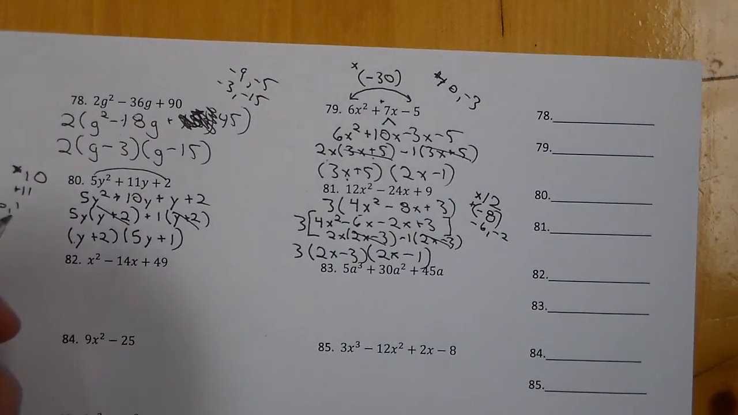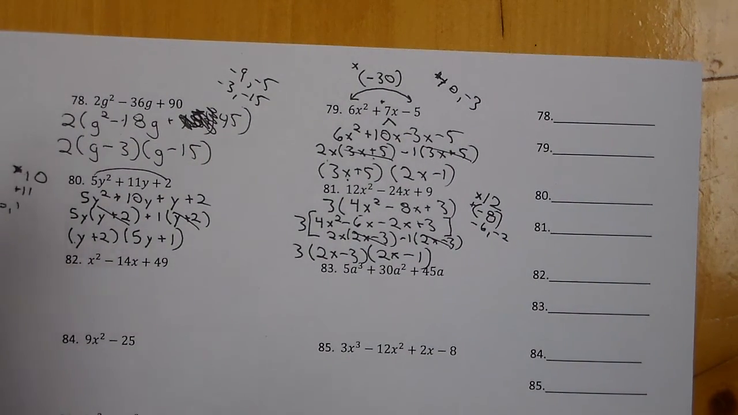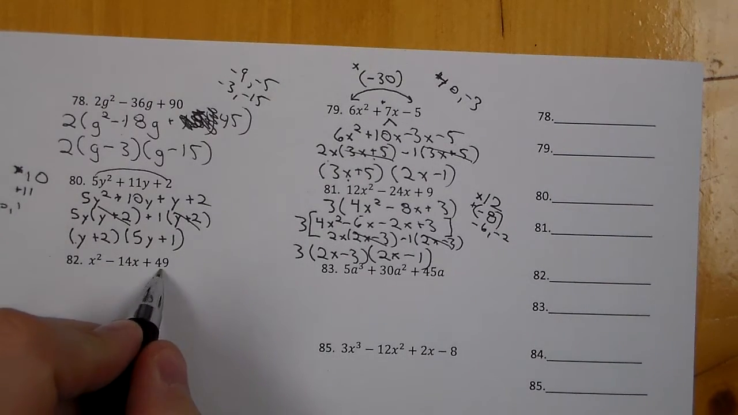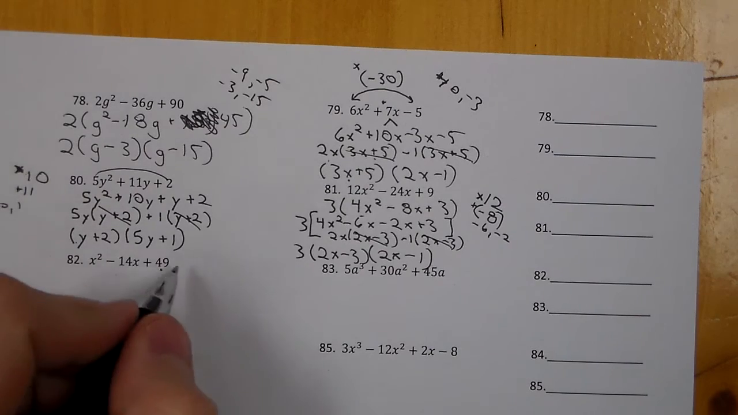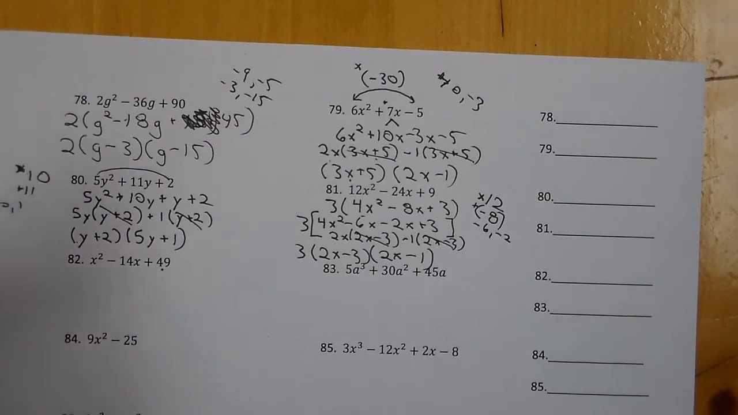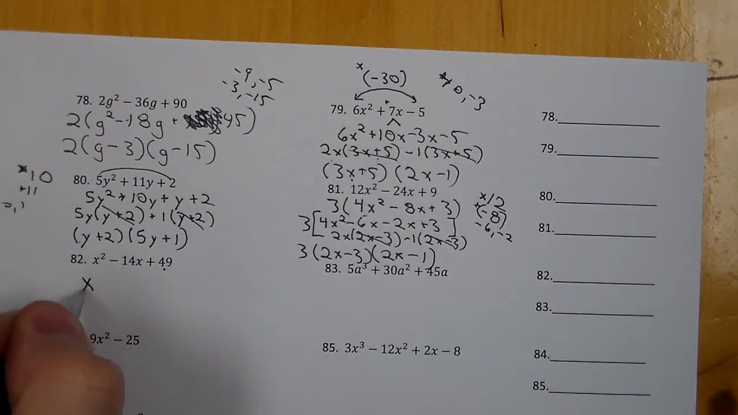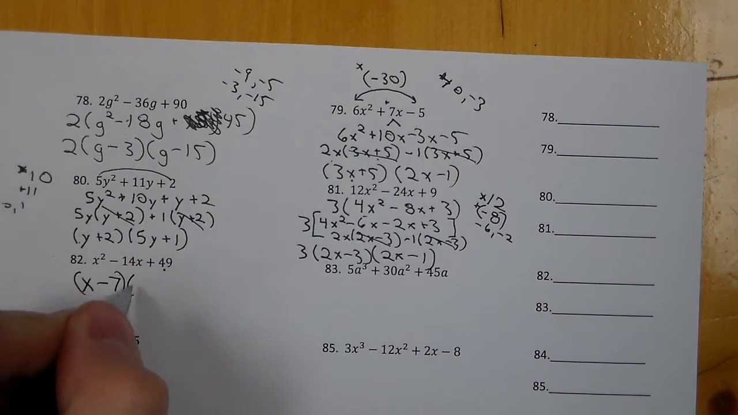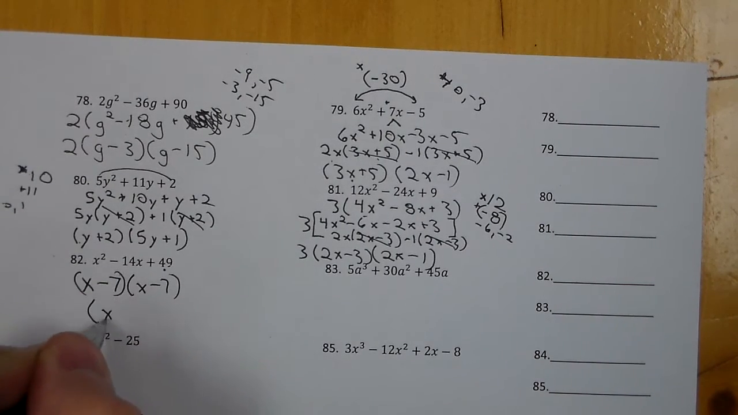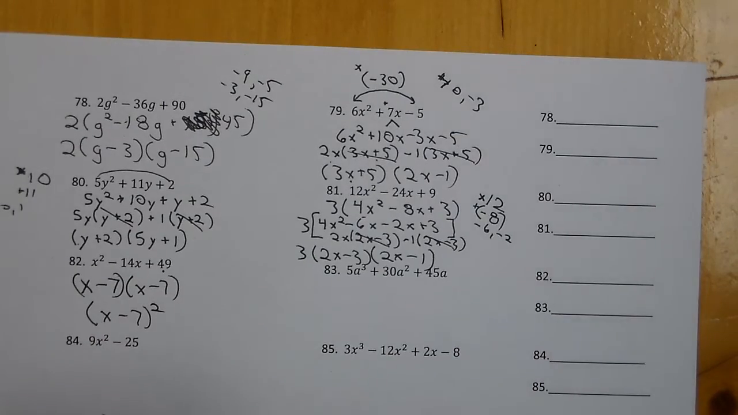Now for number 82. Now this one is a little bit different. It's one of the patterns we have. It's one of the shortcuts. I'm looking to multiply to 49 that adds to negative 14. Negative 7 and negative 7 work for that. So we're going to go x minus 7, x minus 7, but you need to expect that they will write this as x minus 7 squared.